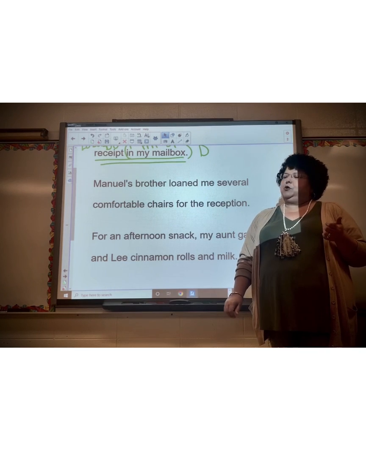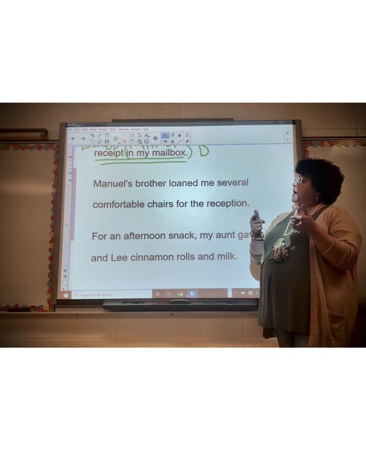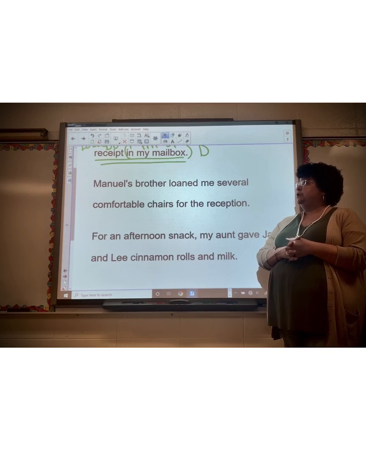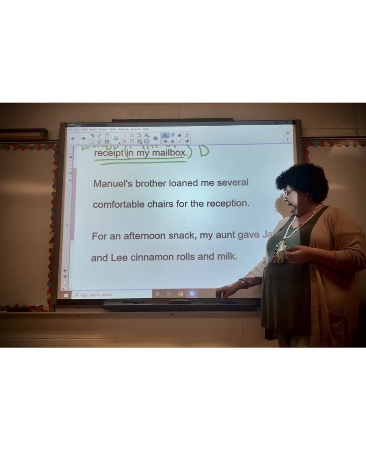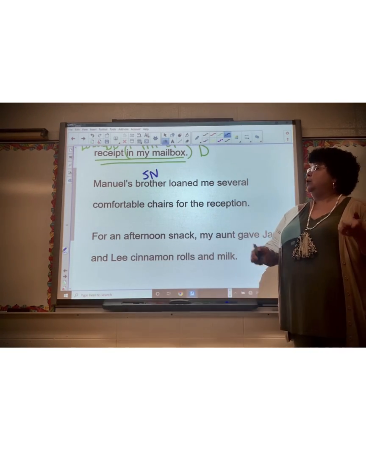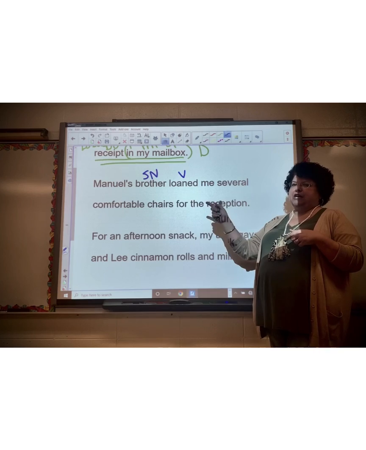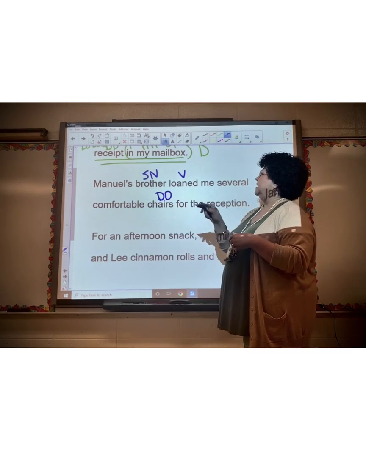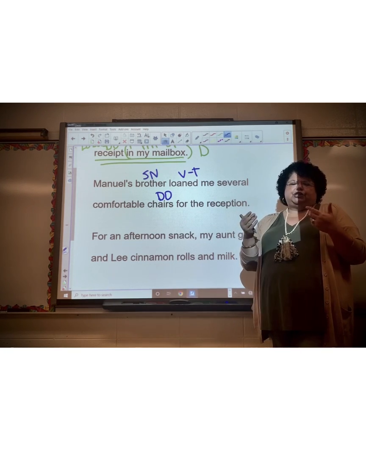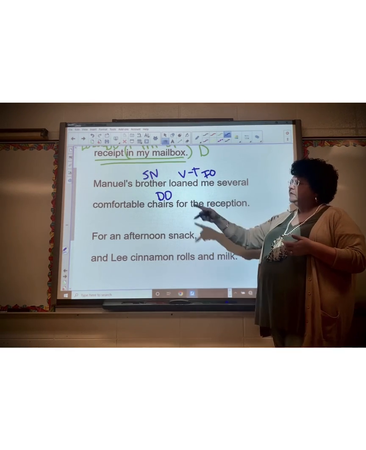I think that would be Manuel's brother loaned me several comfortable chairs for the reception. Manuel's brother loaned me several comfortable chairs for the reception. Who loaned me several comfortable chairs for the reception? Brother. Subject, noun. What is being said about brother? Brother loaned. Verb. Loaned what? Chairs. Direct object. Go back and make the verb transitive. Loan chairs to whom? To me. Indirect object.